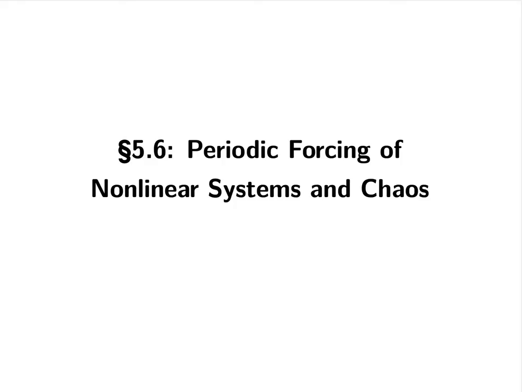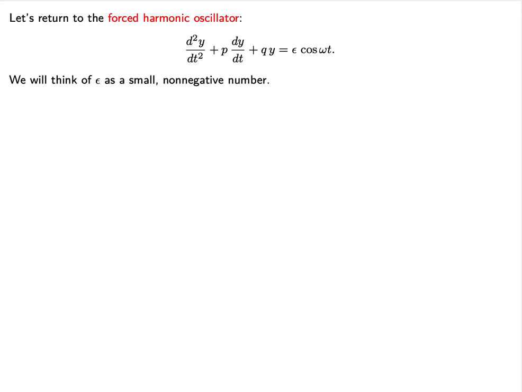Today we're going to discuss periodic forcing of nonlinear systems. To get an idea of what this means, let's first return to the forced harmonic oscillator. We can express this in the form y'' + p y' + q y = epsilon cos(omega t), maybe with some forcing function. Here, we would think of epsilon, the forcing amplitude, as a small non-negative number.